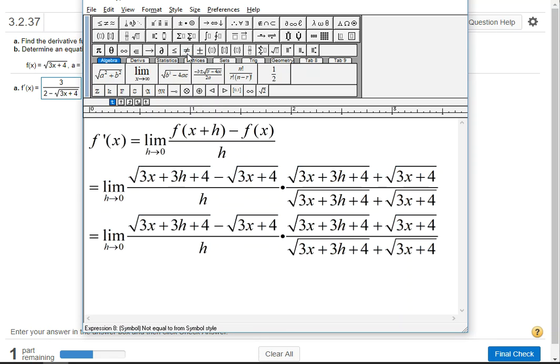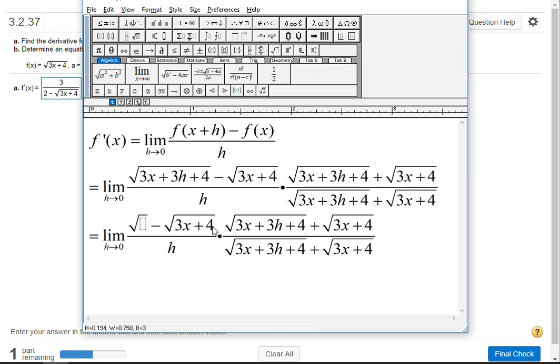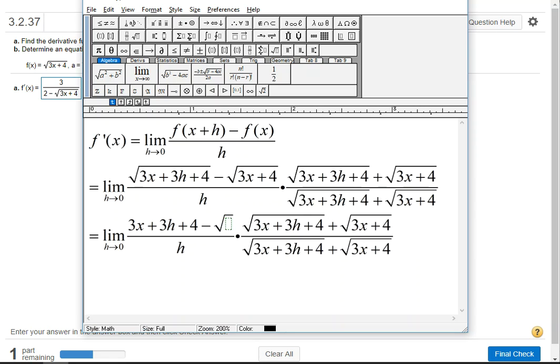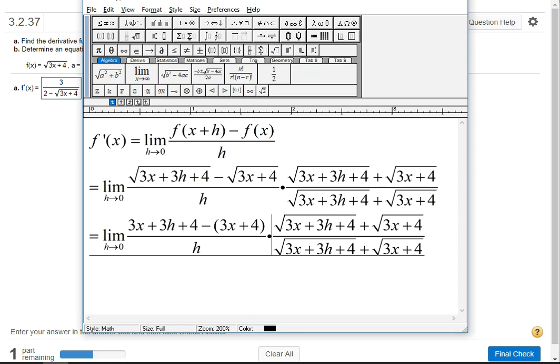Now when I simplify, across the numerator, the first square root, when I multiply the square root of 3x plus 3h plus 4 times the square root of 3x plus 3h plus 4, what I get is regular 3x plus 3h plus 4. The two middle terms cancel out, and then I get minus 3x plus 4. Okay, so that takes care of the top. On the bottom, I'm going to multiply that by h.